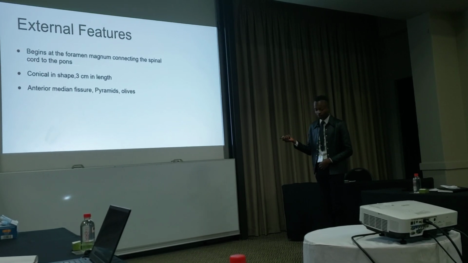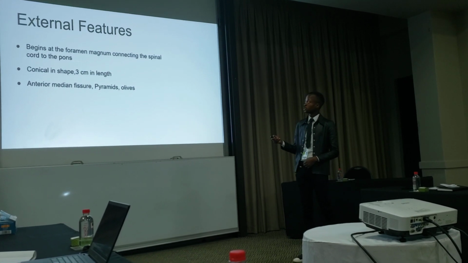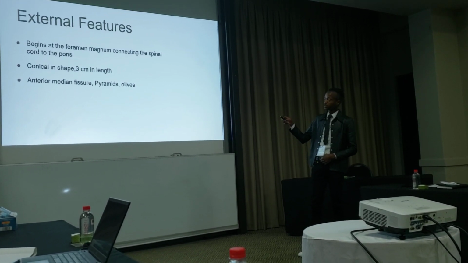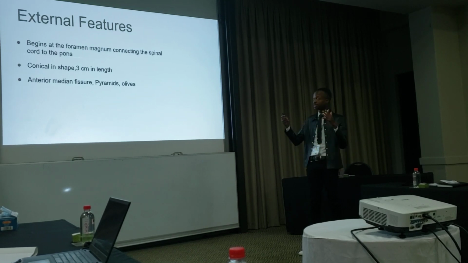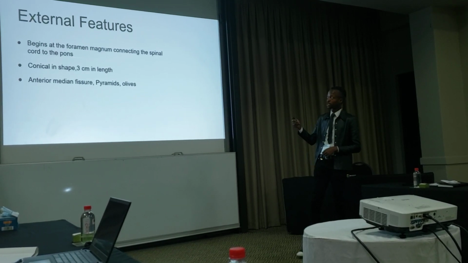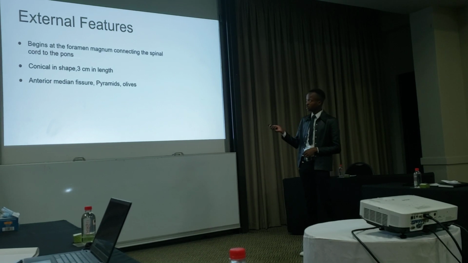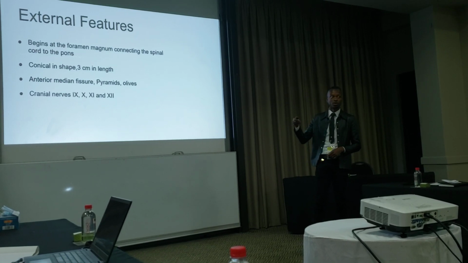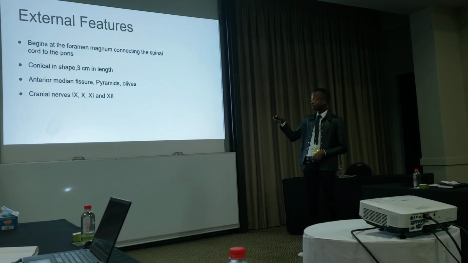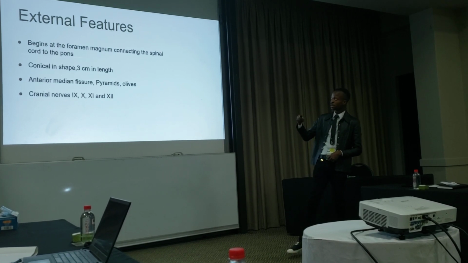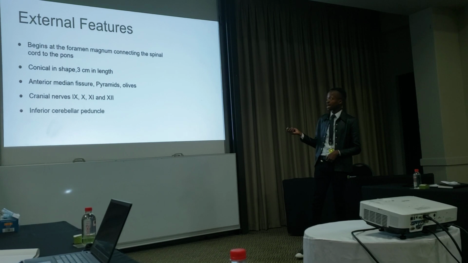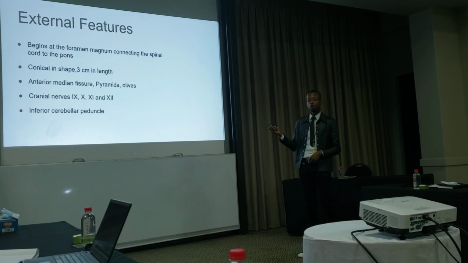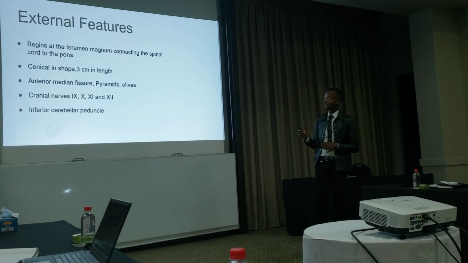Since it is a continuation of the spinal cord, we also have an anterior median fissure that will divide the medulla into the pyramids and the olives, which I'm going to show in a picture shortly. Then we also have cranial nerves attached to the medulla, that is the last 4 cranial nerves, also referred to as the lowest cranial nerves. Then we also have the inferior cerebellar peduncle more laterally.